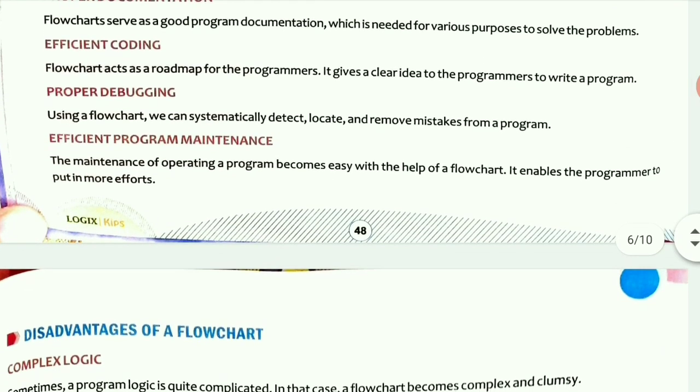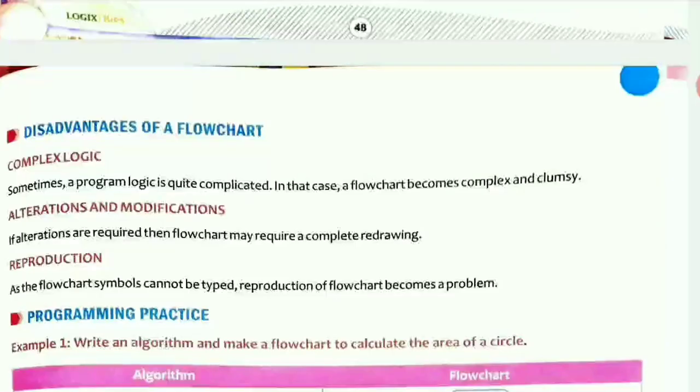The next one is efficient coding. Flowcharts act as a roadmap for the programmers. It gives a clear idea to the programmers to write a program. Next is proper debugging. Using a flowchart, we can systematically detect, locate and remove mistakes from the program. Next, efficient program maintenance. The maintenance of an operating program becomes easy with the help of a flowchart. It enables the programmer to put in more effort.